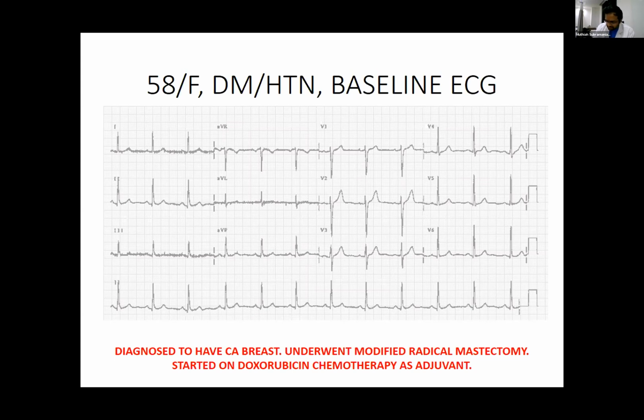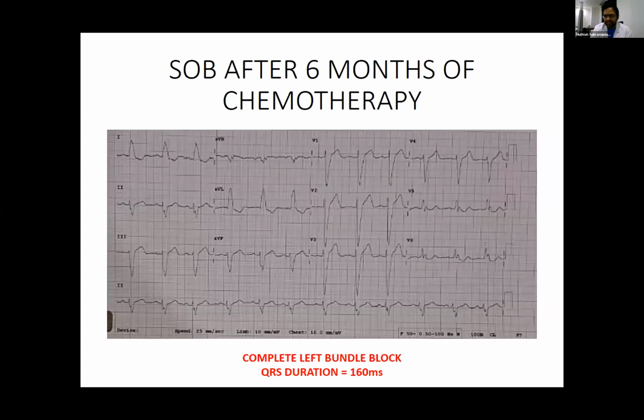So she did well for almost the first 6 months of her chemotherapy cycle. After 6 months of chemotherapy, she developed this kind of ECG pattern. And when we see this ECG pattern, there are a few things we need to understand. First, this patient, from a baseline ECG that was normal, has now clearly developed a new conduction disturbance. She remains in sinus rhythm, but now she has developed a complete left bundle branch block.